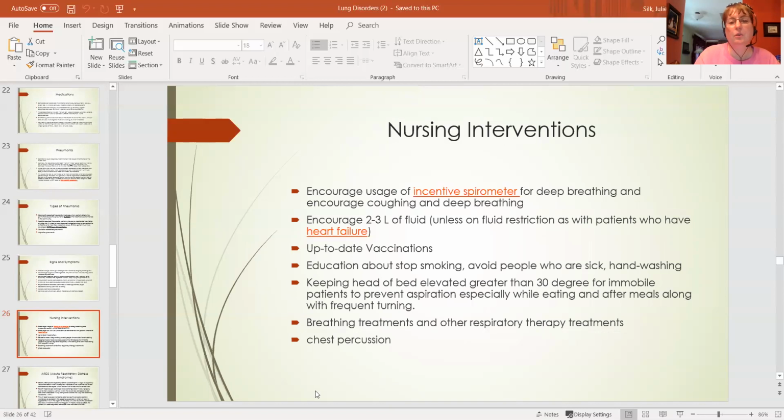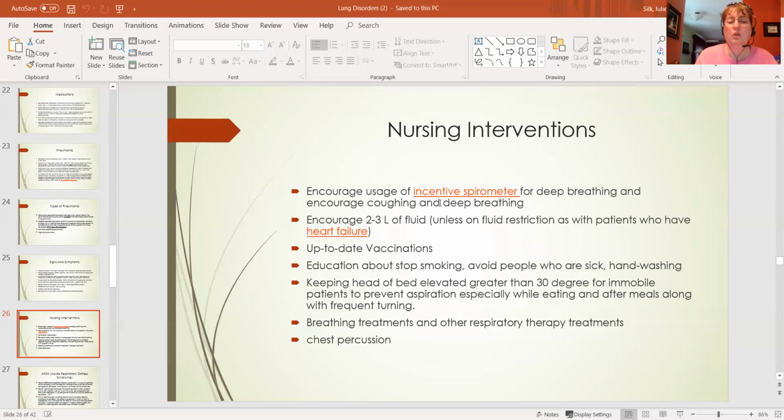Some of the things that we do to help with this, with interventions, we definitely push that incentive spirometer. The reason for this is that when they do this the right way, it helps pop open those alveoli. So when we're filled up with all of this fluid in there and our alveoli aren't working right to get that good gas exchange, the incentive spirometer definitely helps with that.